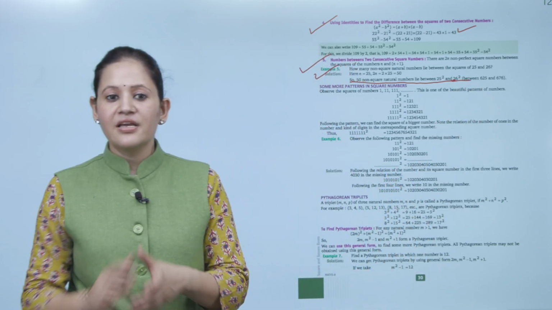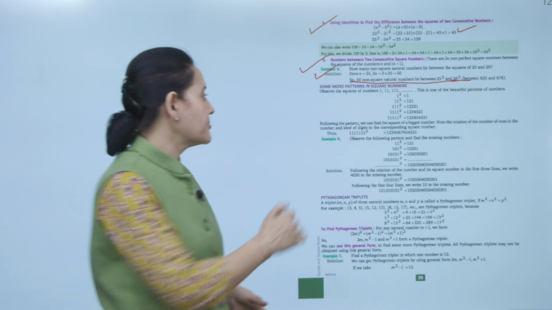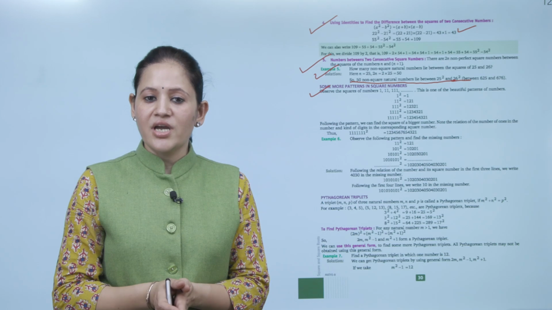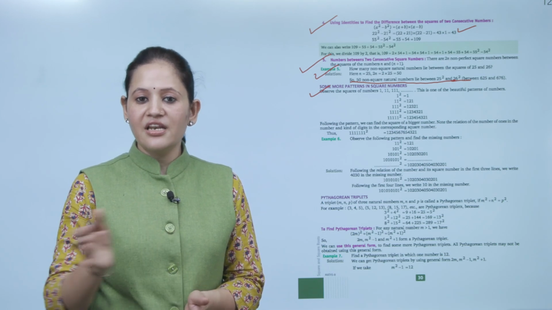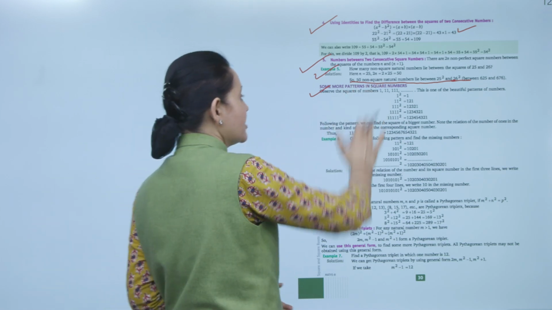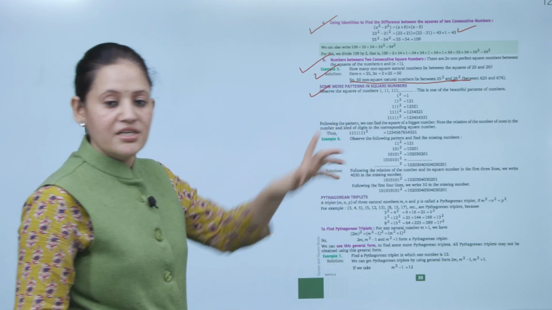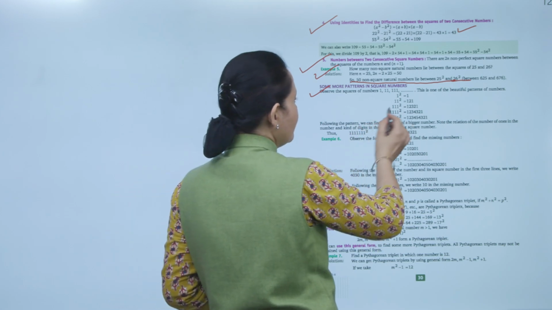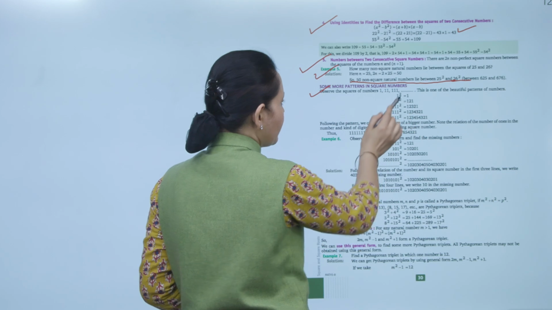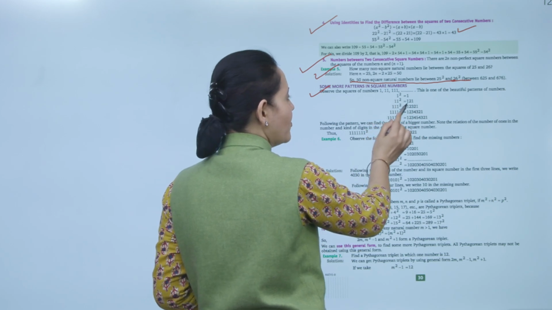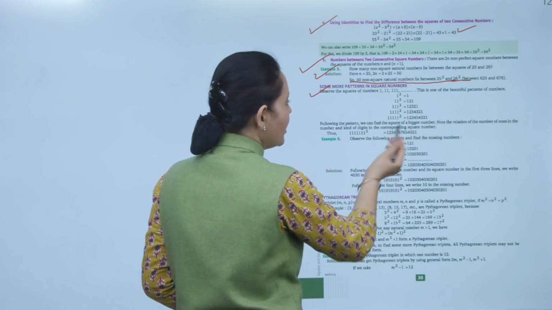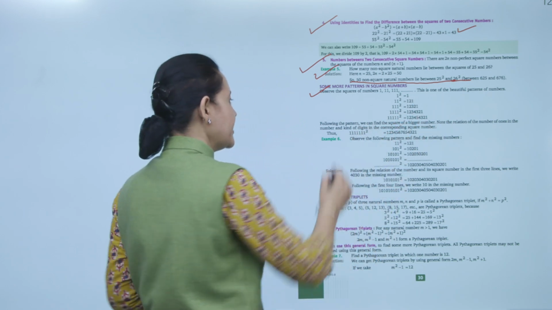Clear? Next, some more patterns in square numbers. Observe the square numbers of 1, 11, 111, like this. This is one of the beautiful patterns of numbers. So the square of 1 is 1. The square of 11 is 121. The square of 111 is 12,321. So here you can see a pattern is forming. 1, then what comes in the middle? 1, 2, 1. Then 1, 2, 3, again 2, 1. 1, 2, 3, 4, again 3, 2, 1. So a pattern is followed here.